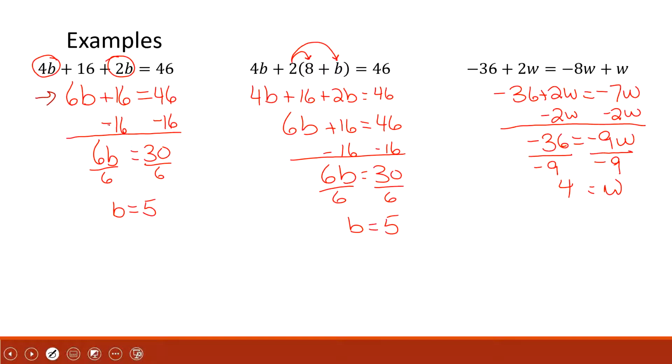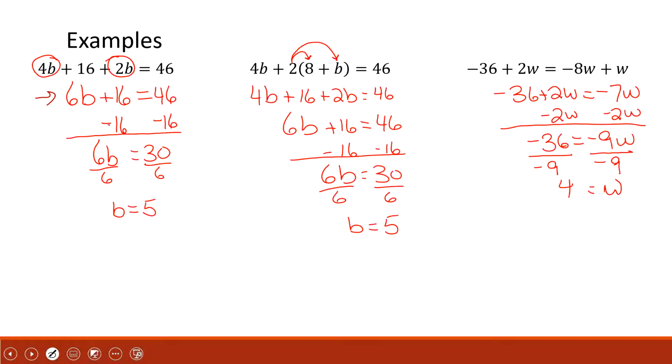Remember, when you're undoing addition, subtraction, and the multiplication and division, you have to do the same thing to both sides. So we subtracted 16 from one side, we're going to subtract 16 from the other side. So we end up with 6b equals 30. We undo our multiplication by division, divide by 6, you end up with b equals 5.